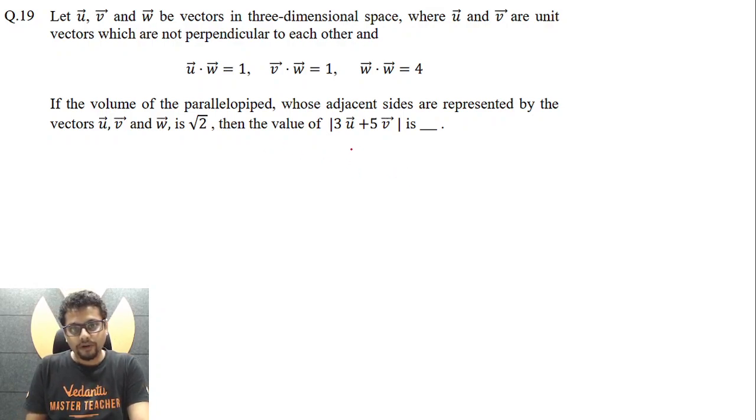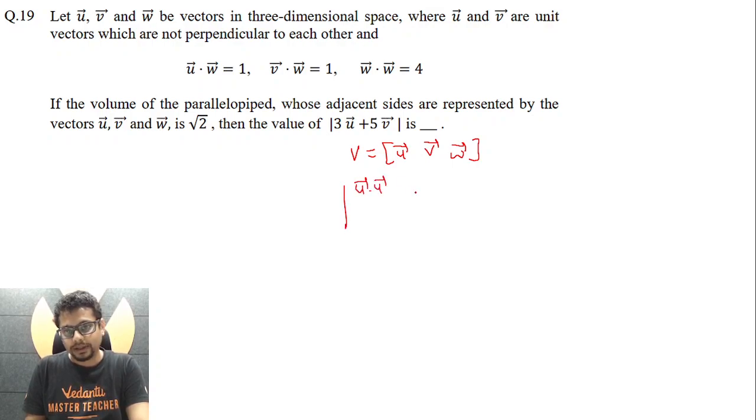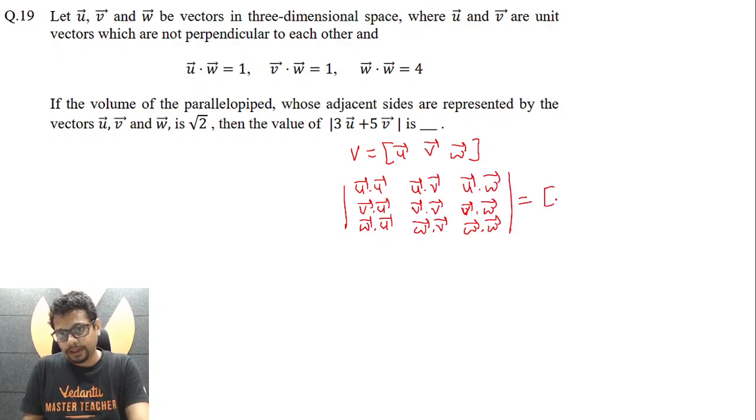So volume of parallelepiped would essentially be box product of U vector, V vector, W vector, and the square of which is essentially the determinant with entries U vector dot U vector, U vector dot V vector, U vector dot W vector, and so forth. So this is supposed to be the square of box product of U vector, V vector, W vector. Now this is given to us as root 2. So that means this becomes root 2 whole square, which is 2.